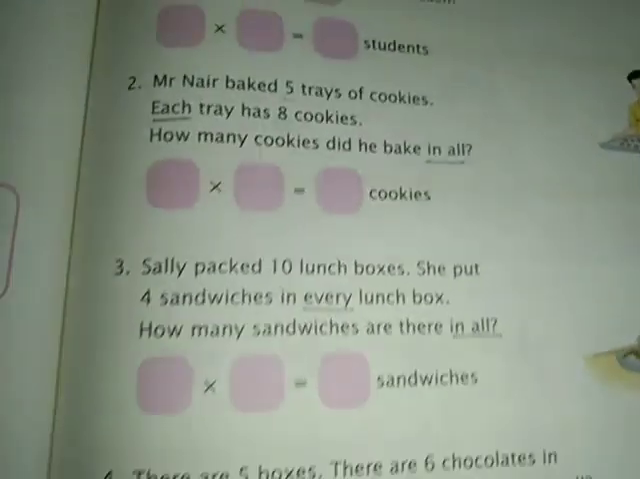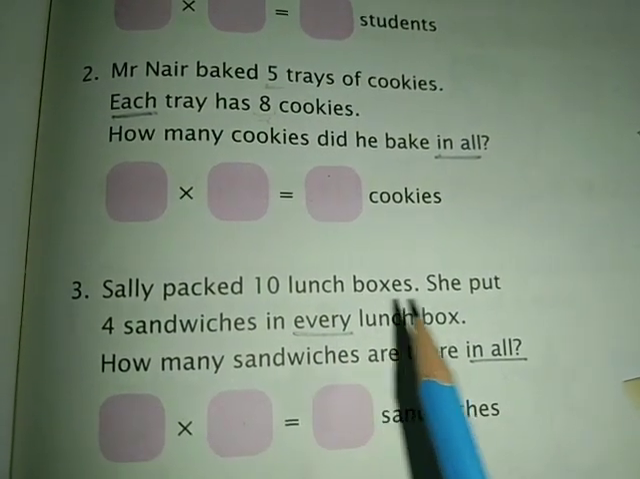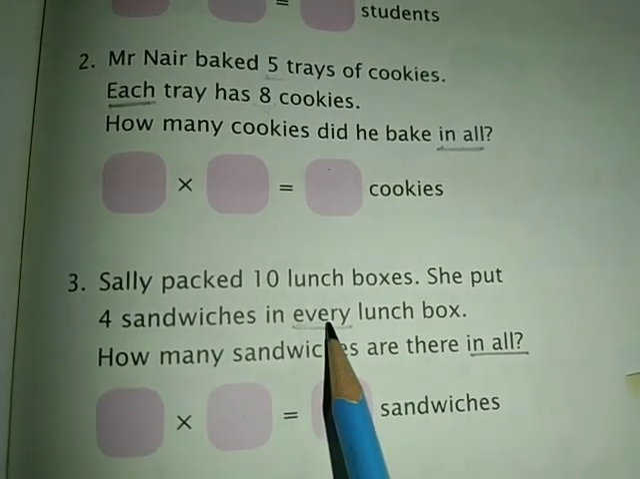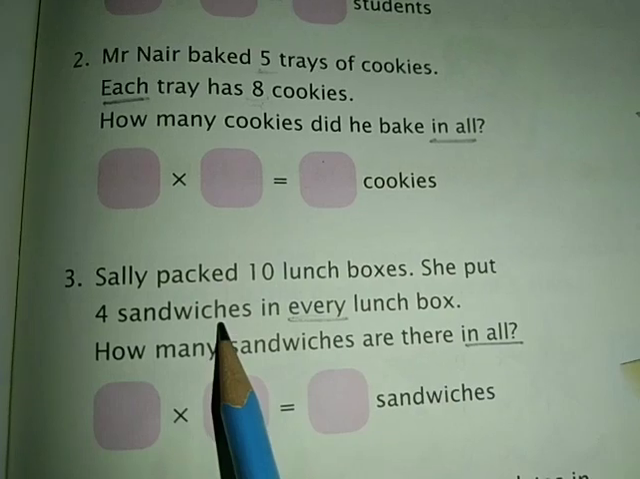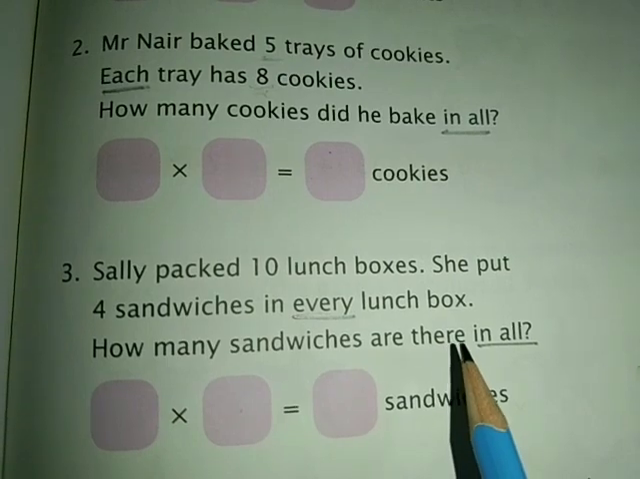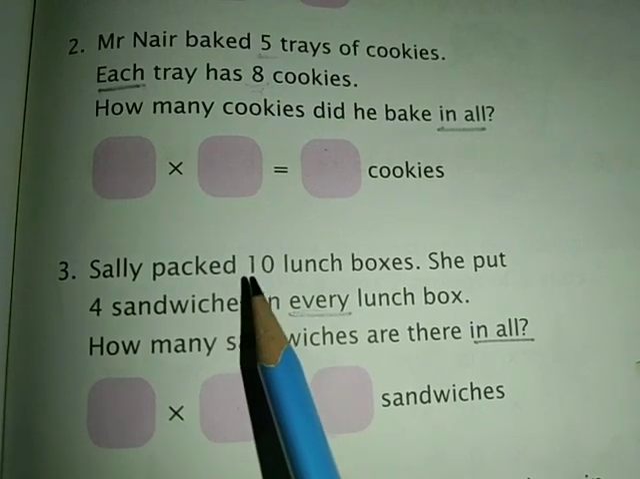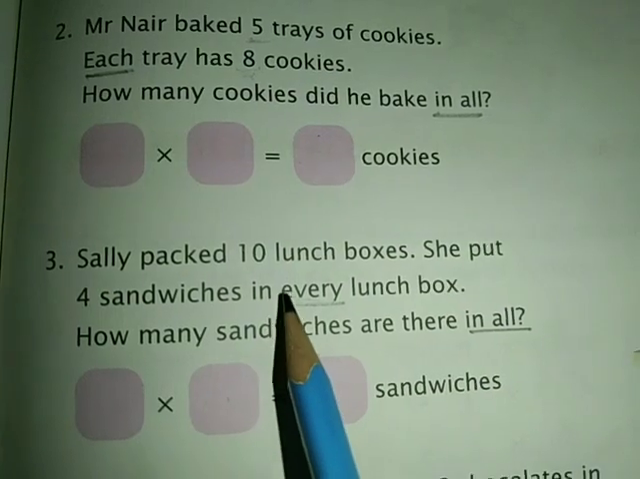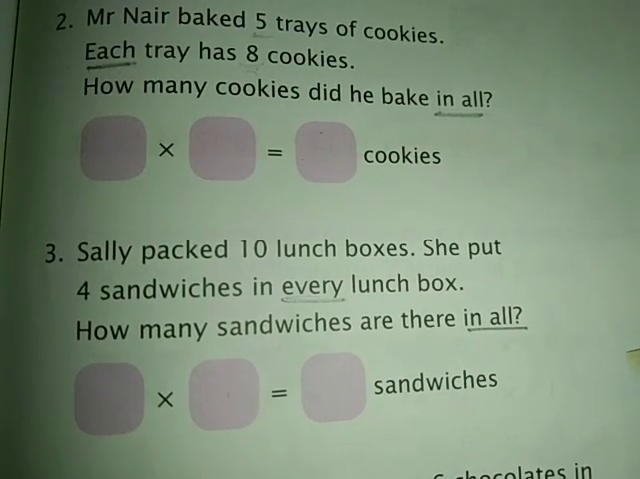Moving to number 3. Sally packed 10 lunch boxes. She put 4 sandwiches in every lunch box. Here again the word every is used. Instead of each, it is used every. Means in one lunch box there are 4 sandwiches. How many sandwiches are there in all? So again here we have to do multiplication, because number of sandwiches in one box is given and there are 10 boxes. We have to find out how many will be there in 10 boxes. Instead of doing repeated addition, we are going to apply the process of multiplication, because we have already felt that multiplication is easier than repeated addition.